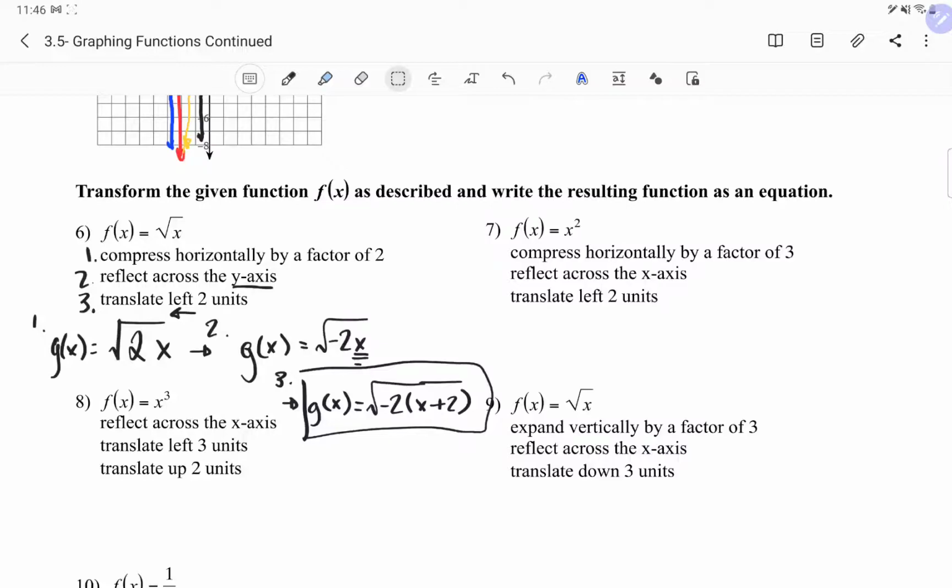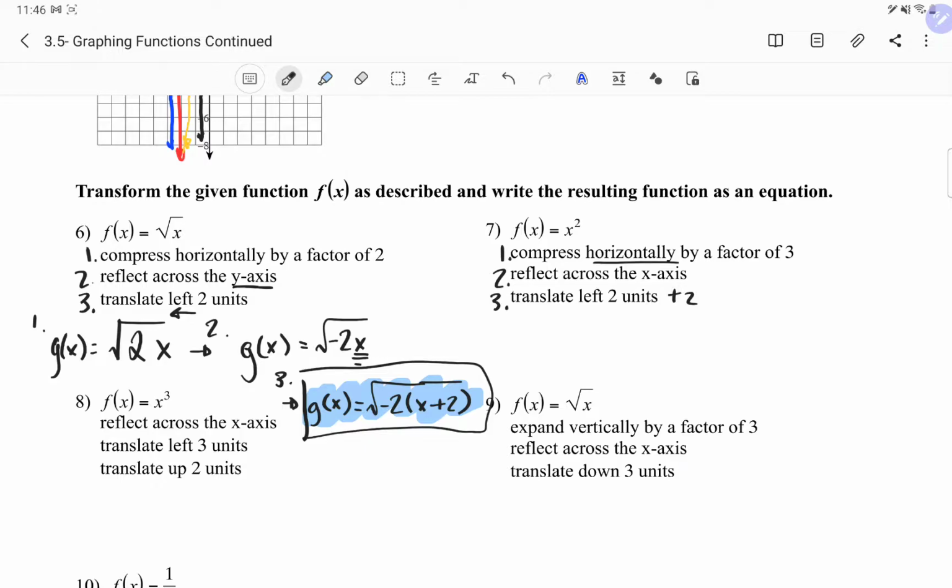Okay. All right, so let's try another one. All right. So we've got compression horizontally by a factor of 3. So we're multiplying, because it's horizontal, it's going to be multiplying just to the x term. Then we've got a reflection about the x-axis. So this is going to be changing the outside of the function, and then translate to the left 2 units. So this is going to be a plus 2.